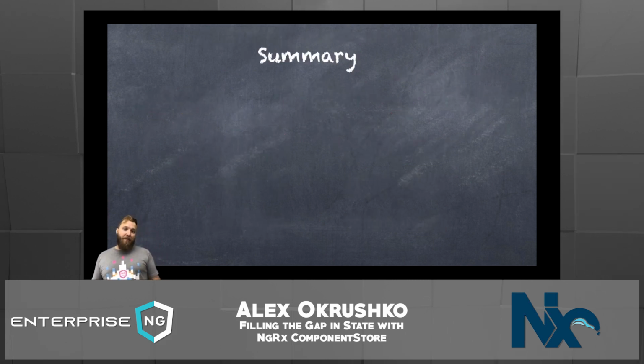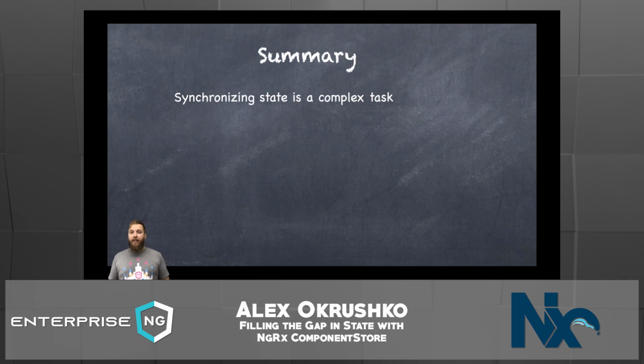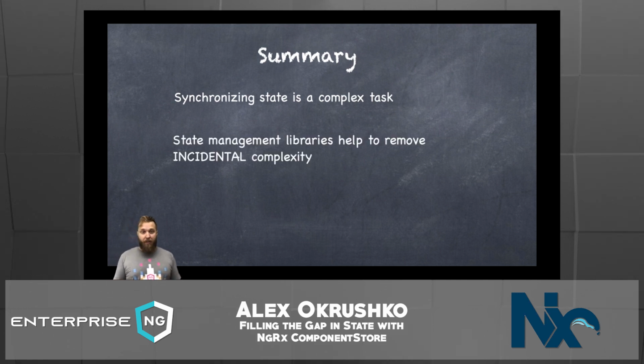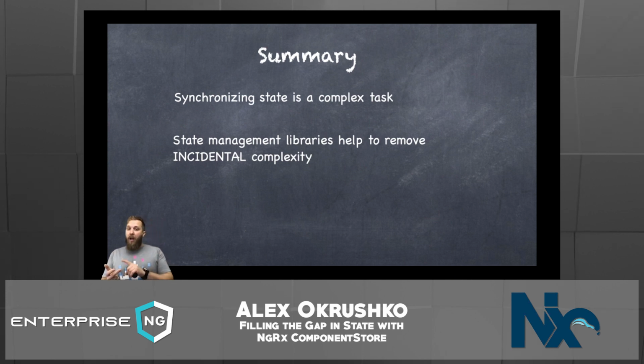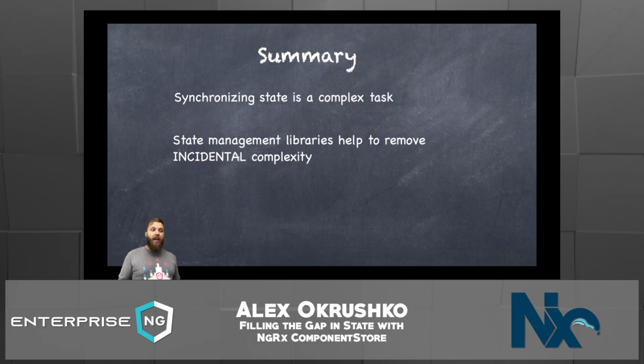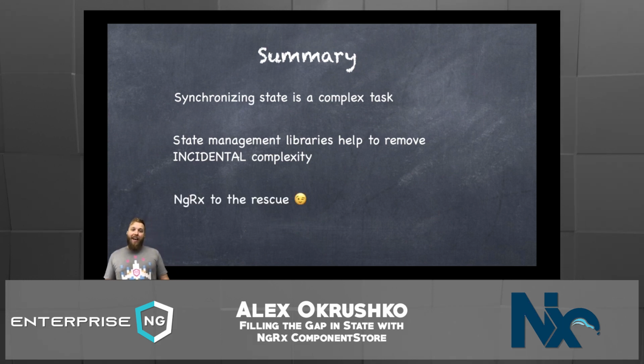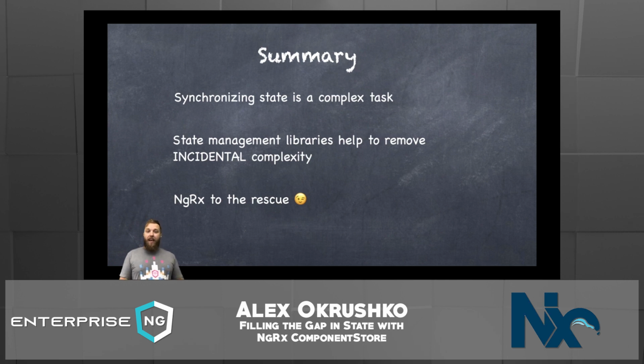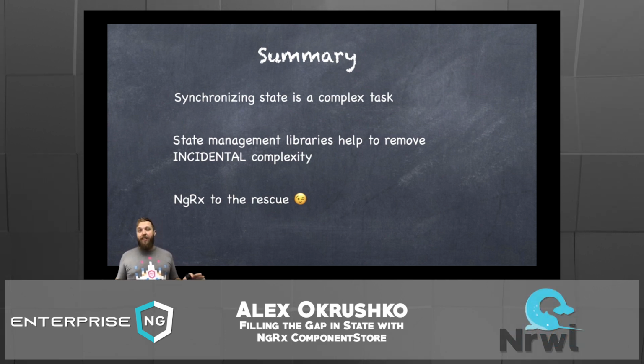All right, so I'll do the quick summary. Synchronizing state is a complex task, and you have to be very specific how you do it. State management libraries help remove those incidental complexities and make it very specific. How do you want to handle your race conditions? How do you want to handle all the errors as well? So you remove a lot of complexity, and you think of state as a first-class citizen. And obviously NgRx to the rescue. Now we have global store, now we have component store. You can choose one or the other, or both actually, like Firebase Console does. They solve different problems, and they really shine in the use cases where they solve.